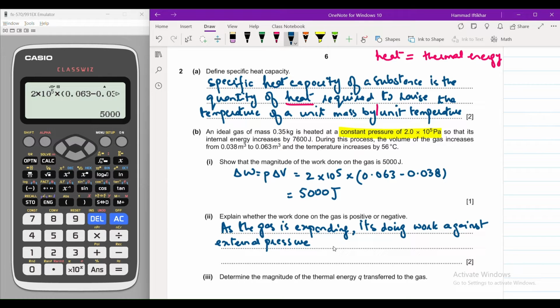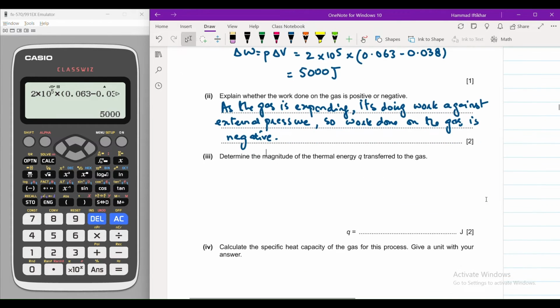So work done on the gas is negative. So work done by the gas is positive, but work done on the gas is negative. So it's just a matter of words.